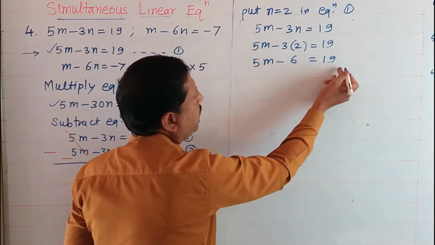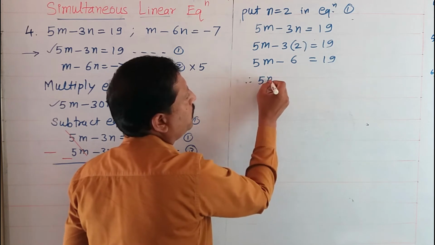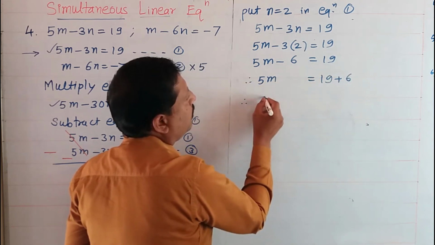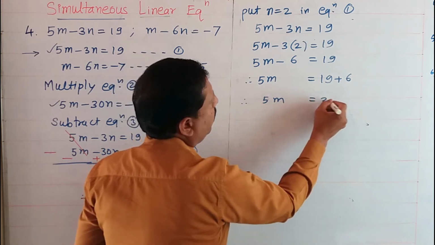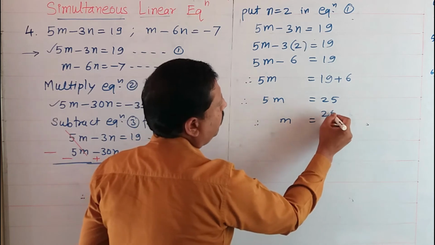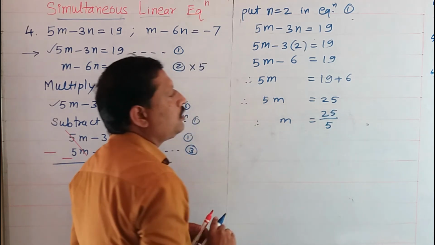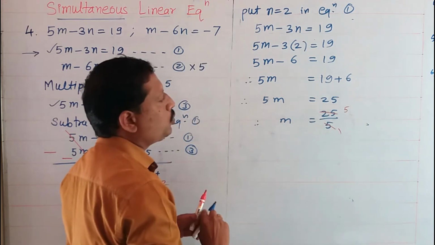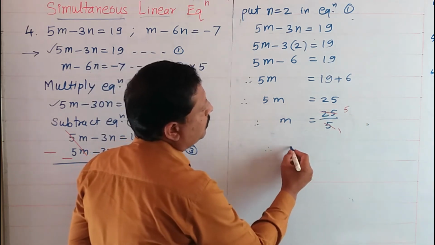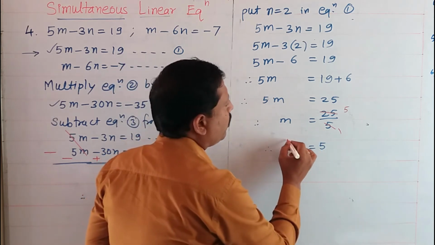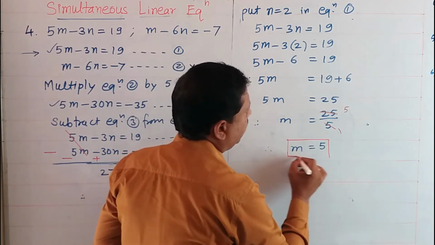Transpose this 6 on the right hand side. So we get here 5m is equal to 19 plus 6, means 5m is equal to 25. And finally we get m is equal to 25 upon 5. 5 ones are 5, 5 5s are 25. So we get here the value of m is equal to 5. So these are the two required values of the variable.